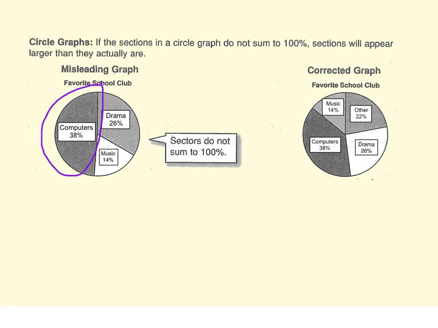If you look at the corrected graph over here, the three categories they had on the left did not add up to 100%, which means you were missing something. And now we get that other section accounted for right here. And if you look at the computers, true, it is the biggest one, but it's not almost half of the student body. This is a much more accurate portrayal of what 38% of the entire circle graph would be. So make sure that your sections add up to 100% anytime you're looking at a circle graph. Otherwise, your graph will be misleading.